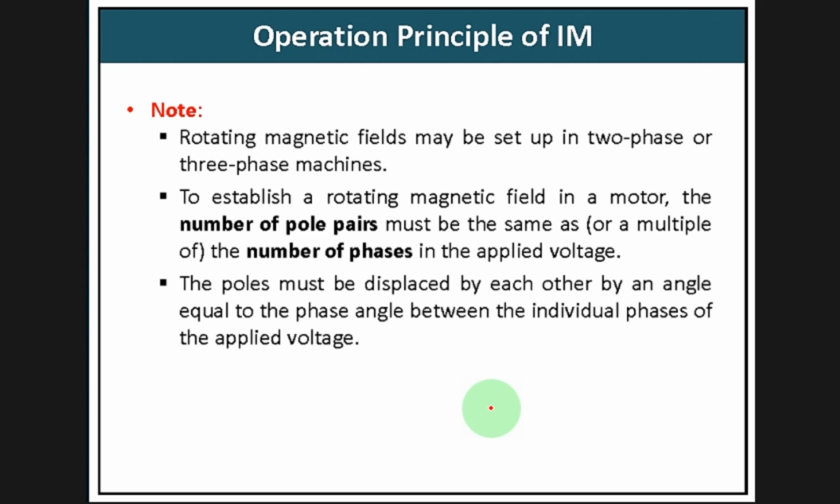So that means if you have only two pole pairs, then you can connect two phases. If you have three pole pairs, then you can connect it to a three-phase supply, like that, right? So the poles must be displaced from each other by an angle equal to the phase angle between the individual phases of the applied voltage.